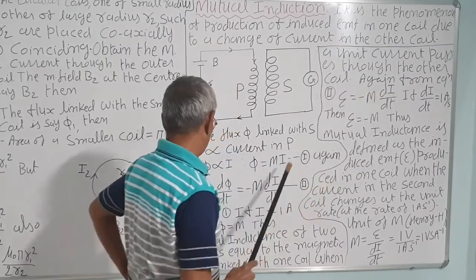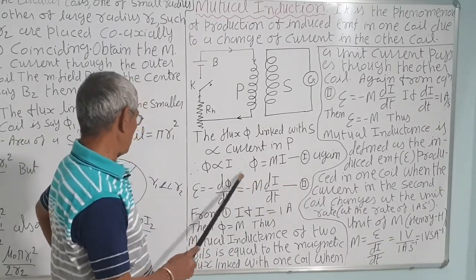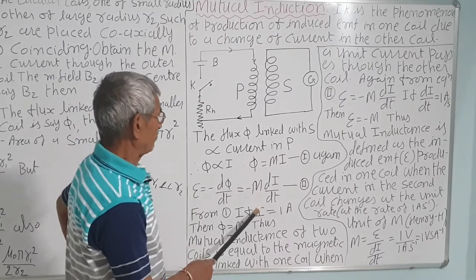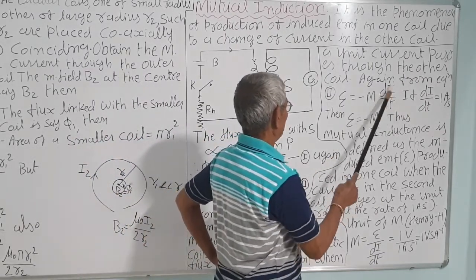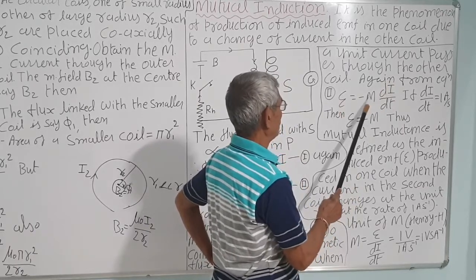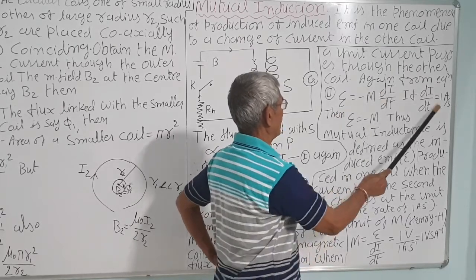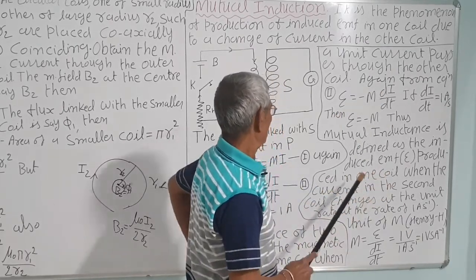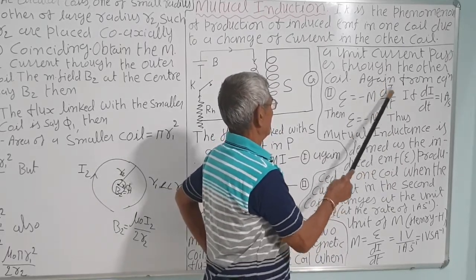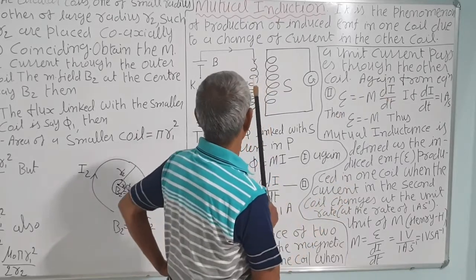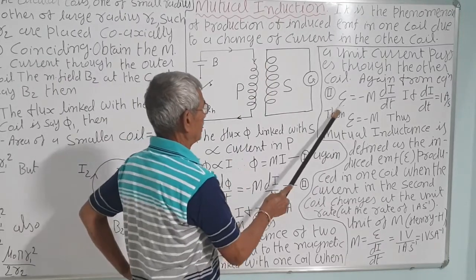Again, from the second equation, we can say M is equal to E upon dI by dt. Correct? So if dI by dt is 1, then induced EMF is equal to M. So it is equal to the induced EMF when current changes at the rate of 1 ampere per second. So when current changes at 1 ampere per second in this P coil, then induced EMF generated in the S coil is equal to the M.